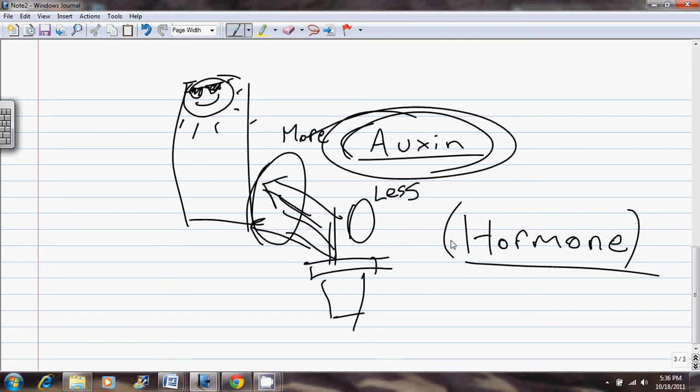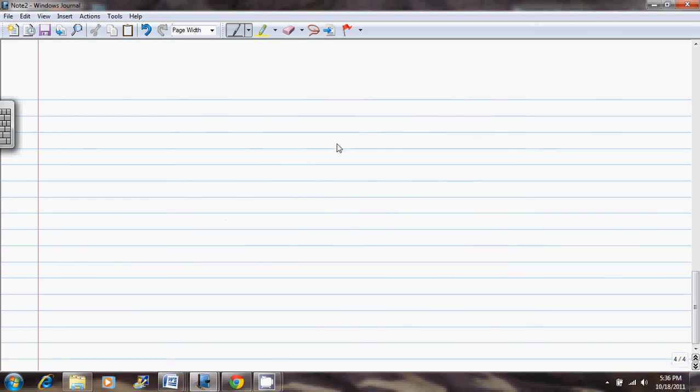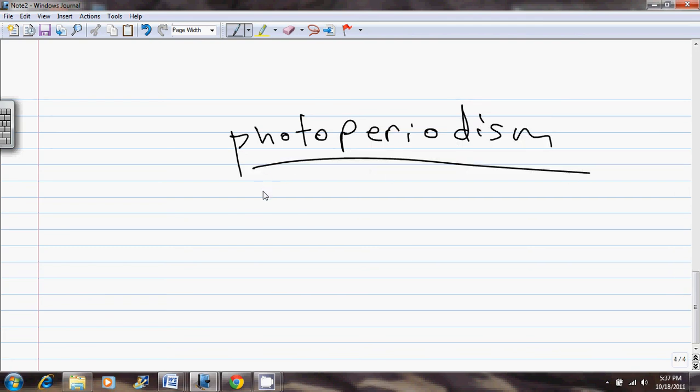Now, the other thing that you're going to run into, and this is what we're going to talk about tomorrow in lecture, is something called photoperiodism. Pretty much, it's a plant's response to seasonal changes in the length of night and day. And under this, they have something called a critical night length.